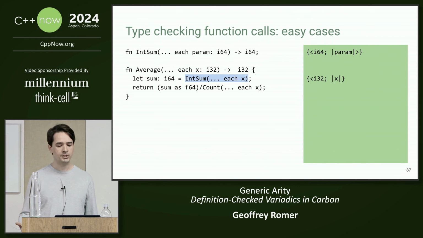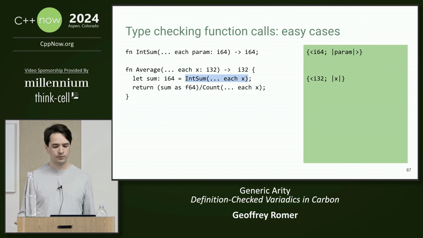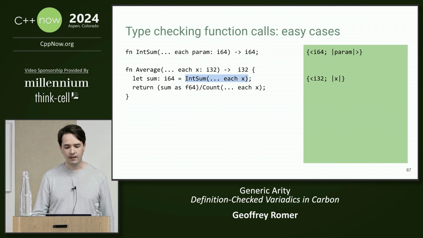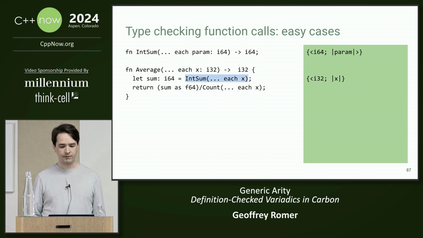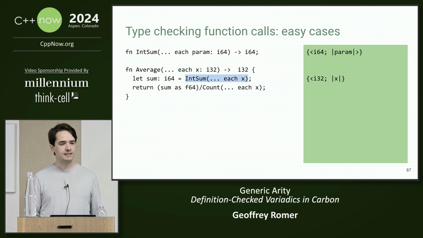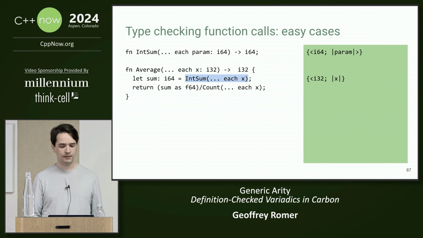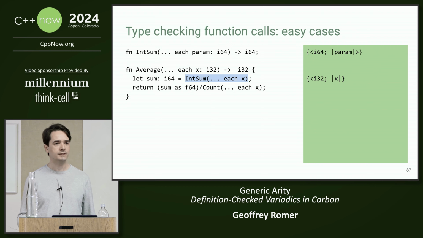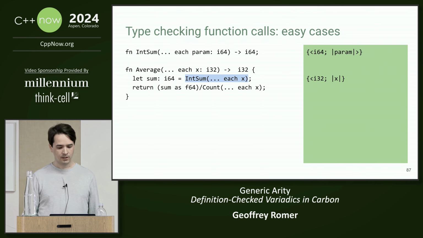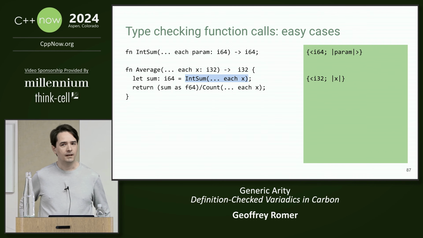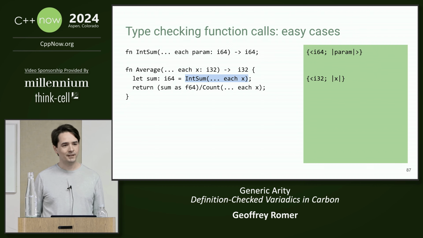So there are two parts we need to check, the types and the arities, and we can check them independently. To check the types, we just have to check that the argument type I32 is convertible to the parameter type I64, and it is. For the arities, we need to verify that they're equal. And that's easy because the arity of a pattern is always deduced. So in this case, we can just immediately deduce that the arity of param is equal to the arity of x. So this type checks. Did anybody spot the bug in this code?